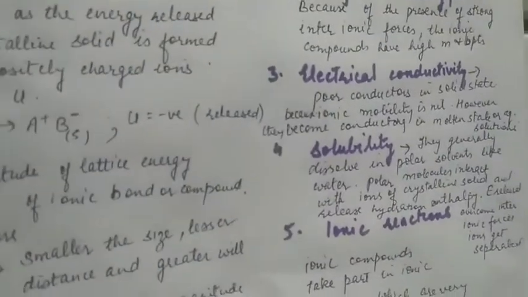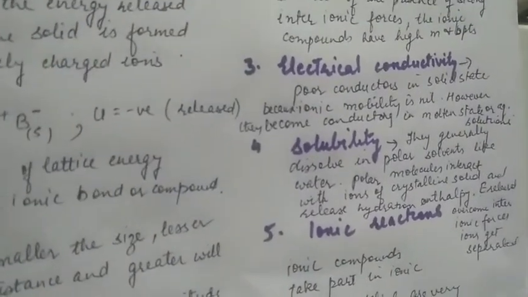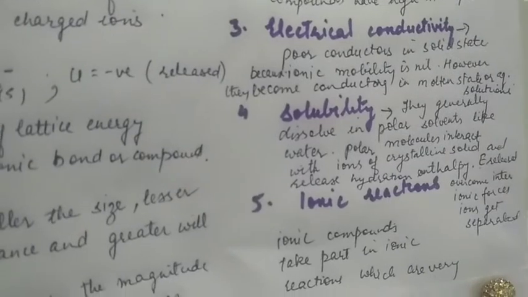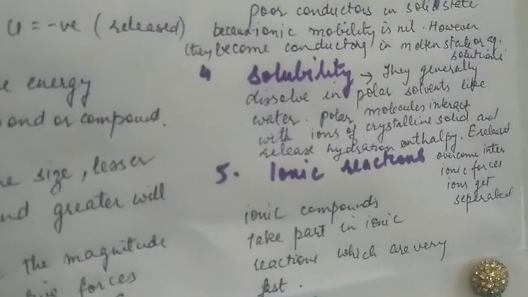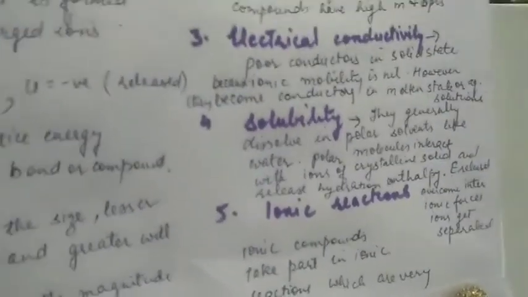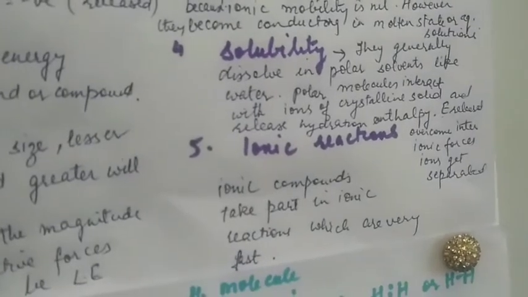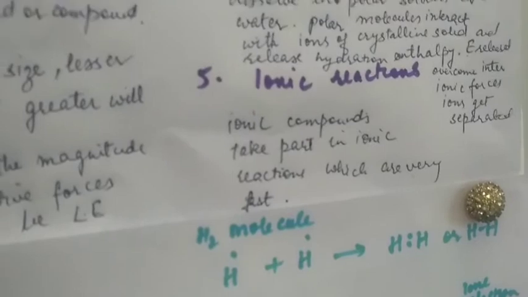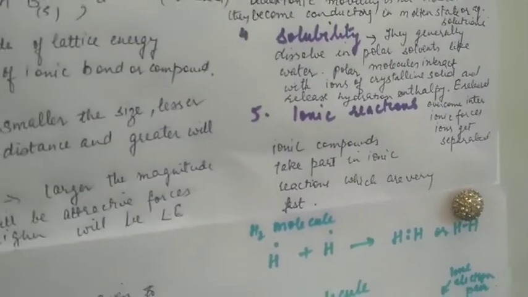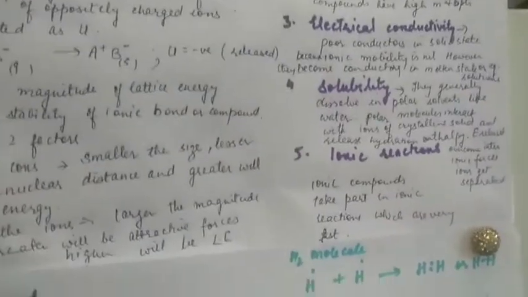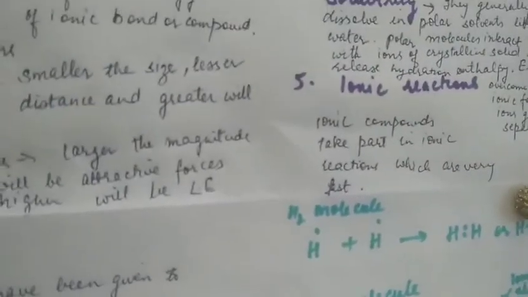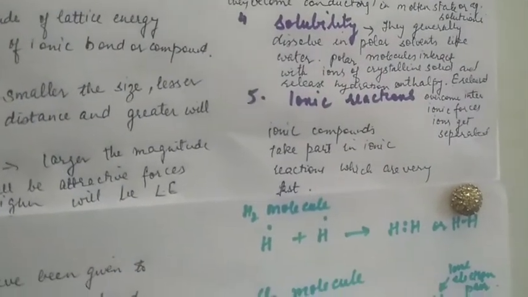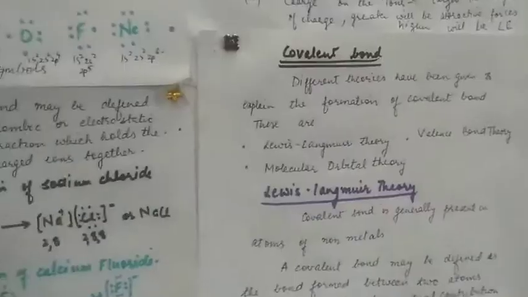Solubility. They generally dissolve in polar solvents like water. Polar molecules interact with ions of crystalline solid and release hydration enthalpy. The energy released overcomes the interionic forces between the ions, and ions get separated and dissolved. Ionic reactions. These ionic compounds undergo ionic reactions which are very fast.